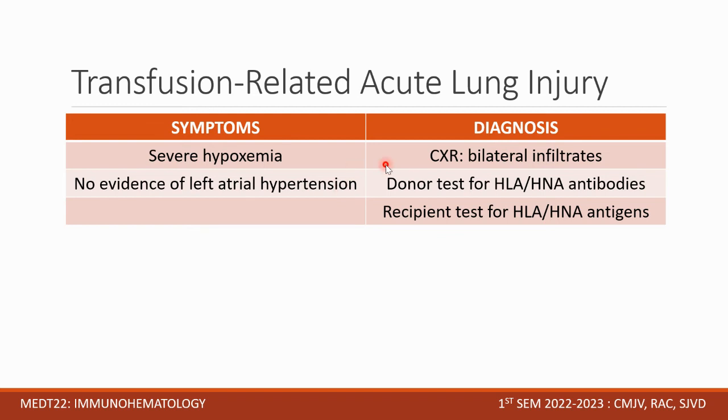Okay? For the diagnosis sa chest X-ray, the patient, you can see bilateral infiltrates. Okay? You can do donor tests for HLA, HNA antibodies, and then recipient test for HLA, HNA antigens.